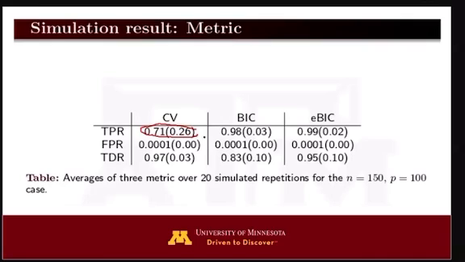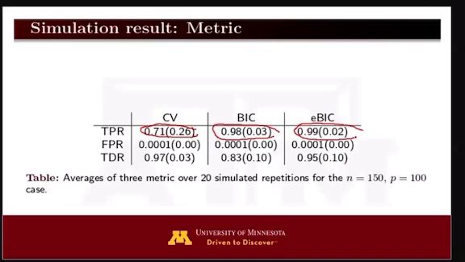If you compare the BIC with the EBIC, you're going to see that the extended BIC has the highest rate of recall, 0.99, followed by BIC at 0.98. The worst here is cross-validation. The cross-validation has a lower recall. Does that make sense to everyone?